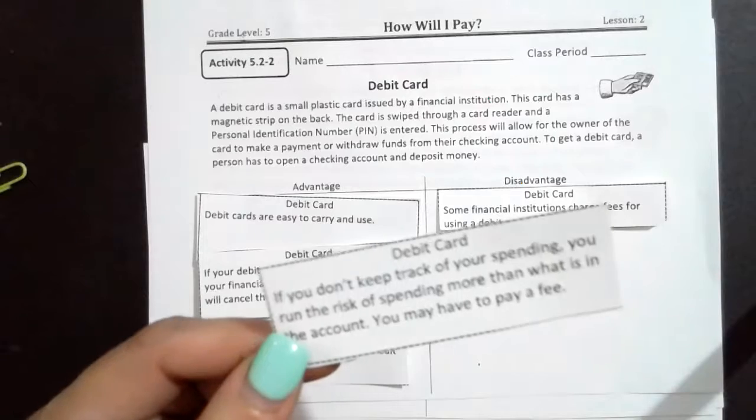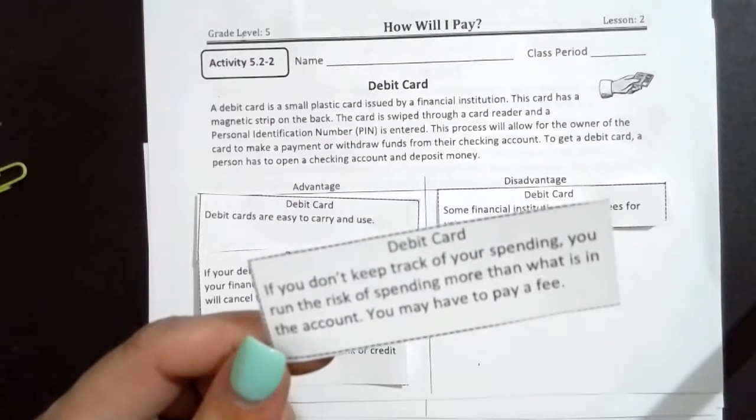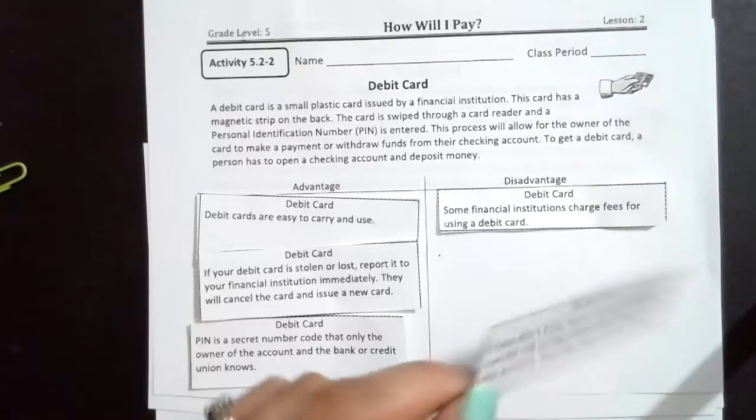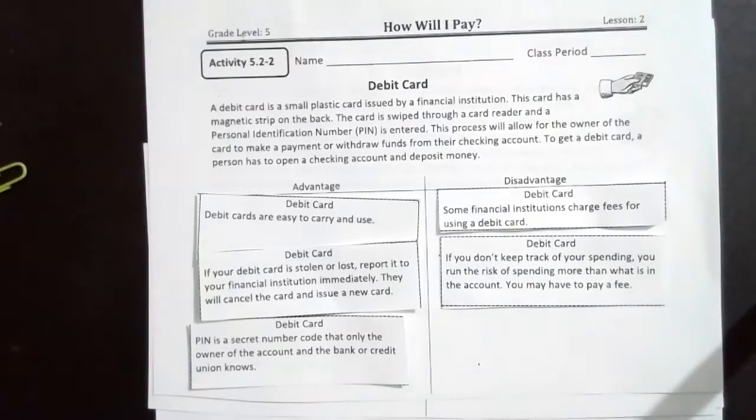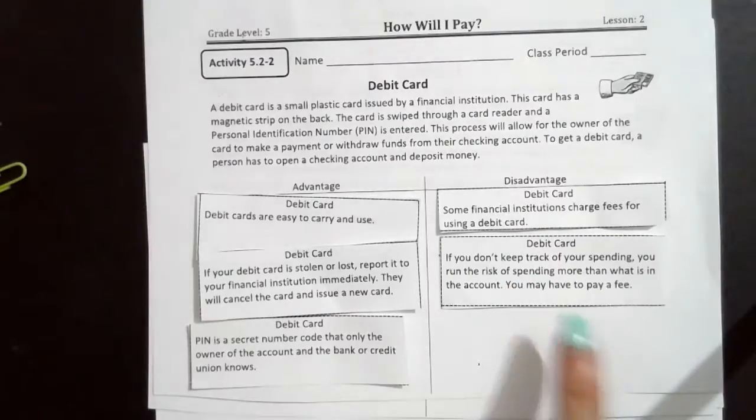And then if you don't keep track of your spending, you run the risk of spending more than what is in the account. You may have to pay a fee. So that's a disadvantage. You have to keep up with what you're spending.